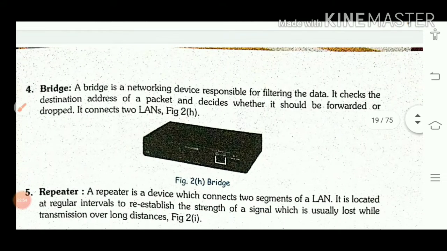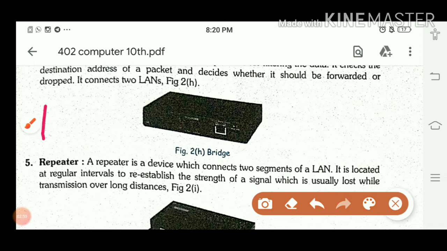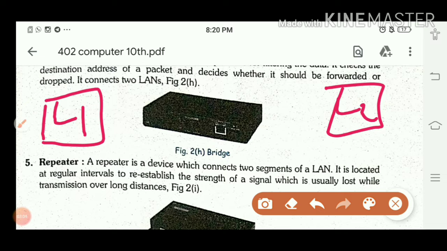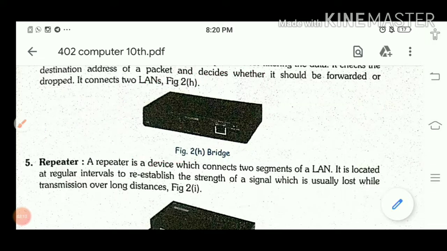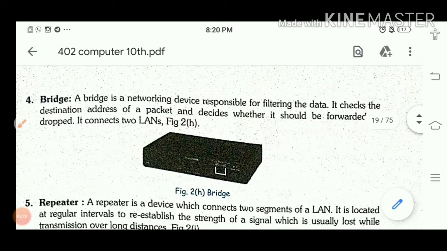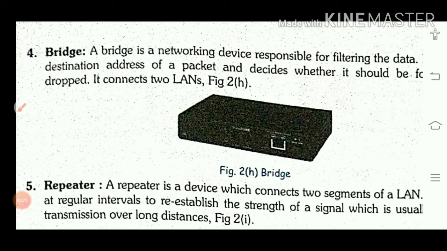After this, what we discussed in our previous class, we discussed about bridge. What is the function of bridge? This one is LAN 1, this one is LAN 2, and we are connecting these LANs with the help of this bridge. Bridge will connect two different LANs, and its function is to filter the data. So this one is bridge. One more device is there, gateway. Function of gateway is to connect two different networks.